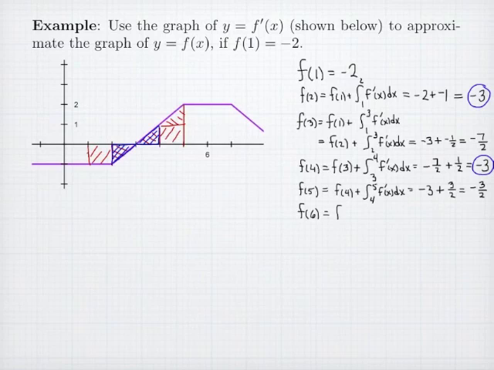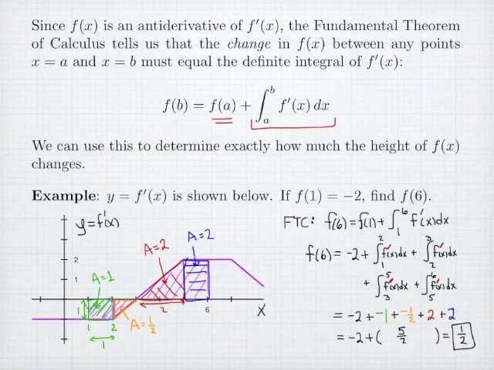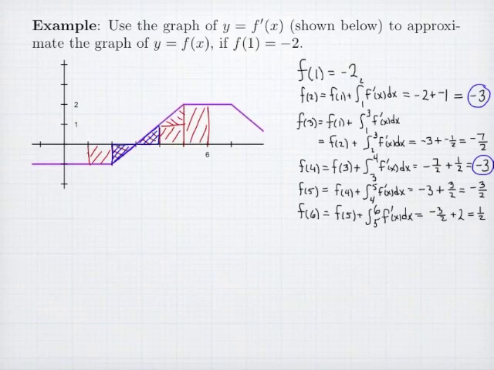F of 6 is f of 5 plus the integral from 5 to 6, which is a rectangle, so we get negative 3 halves plus that rectangle, which has height 2, width 1, giving me a value of a half. Which agrees with what we had calculated earlier. That's always good to check.